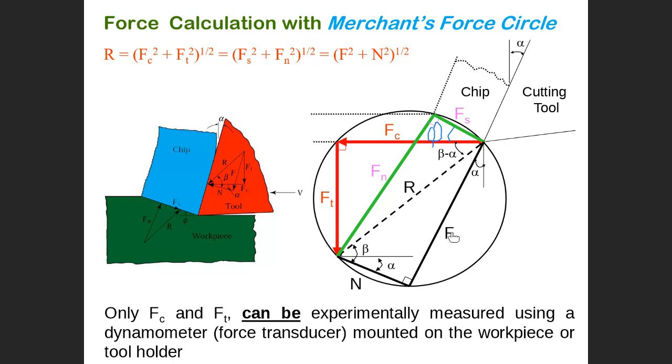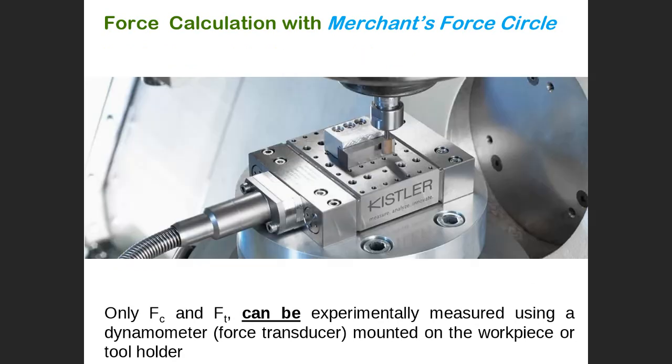So this is a Merchant circle. Among all these six forces, only FC and FT can be measured experimentally. How do we measure FC and FT experimentally? We use what we call a dynamometer. It is a device we use to measure the cutting force.